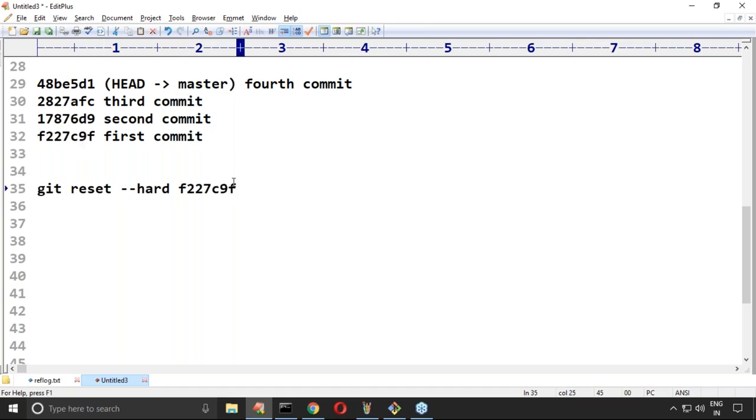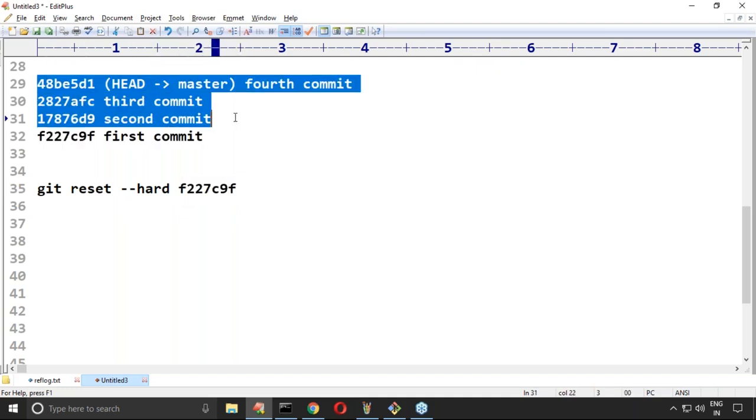Boss, can you please reset to this particular state? If I use this state, how many commits will be deleted? Can you please confirm? Except this one, all the remaining commits will be deleted, and the corresponding files also.